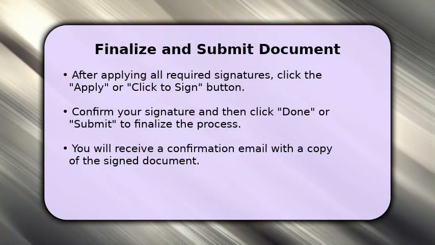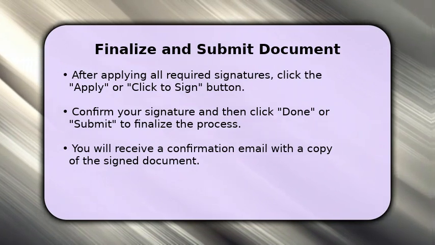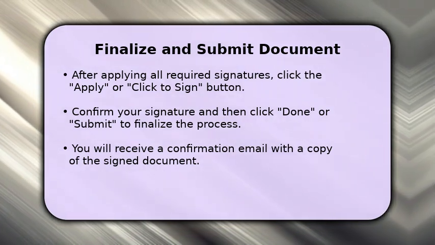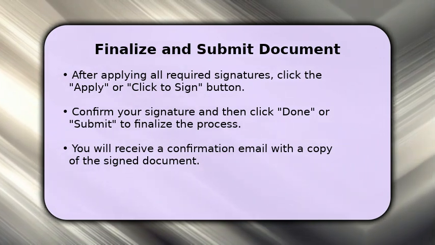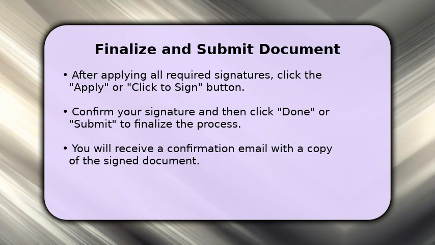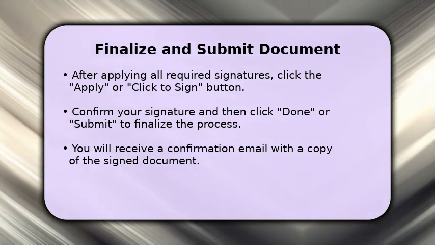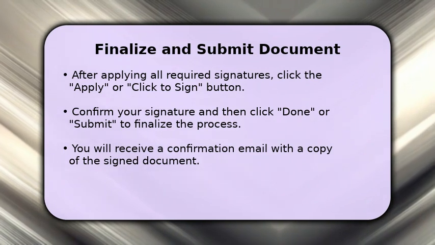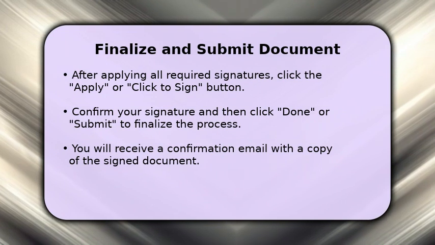Once all required fields are completed and your signature is applied, click the Apply button to confirm. Then, locate and click the Click to Sign or Submit button to finalize the document. Adobe Sign will then process your submissions securely. You will typically receive a confirmation email within a few moments, containing a copy of the fully executed document for your records. This completes the signing process.